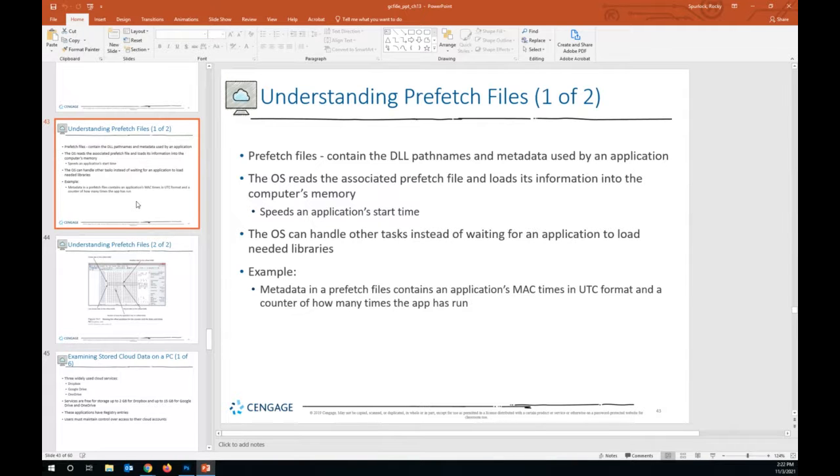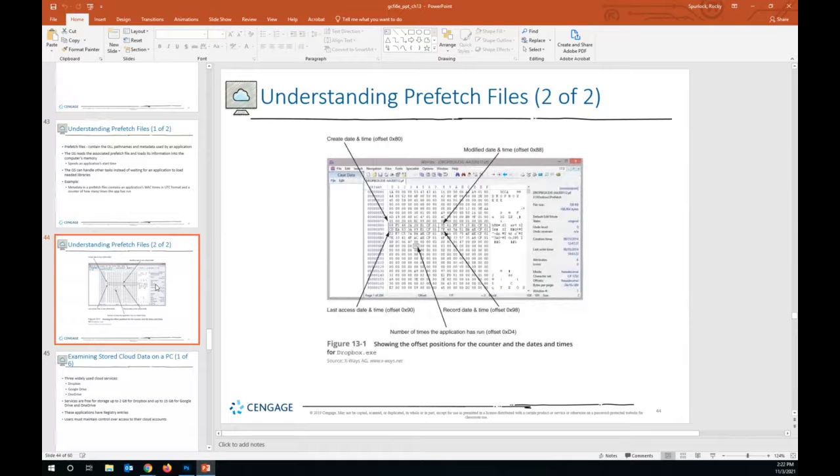The metadata in a prefetch file contains an application's MAC times in UTC format and a counter of how many times the application has run since the prefetch file was created. Now, if you see that a prefetch file is deleted, Windows recreates one that resets the MAC times and the counter. So looking at figure 13-1, this shows offset positions for a counter and the date and times. We also see here the number of times that the application has run.